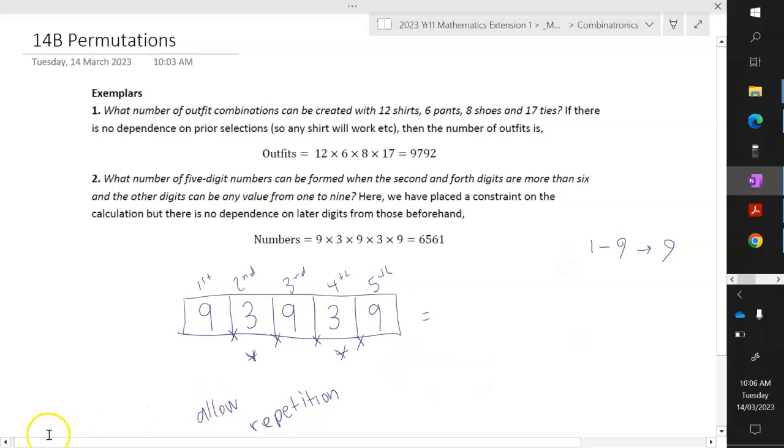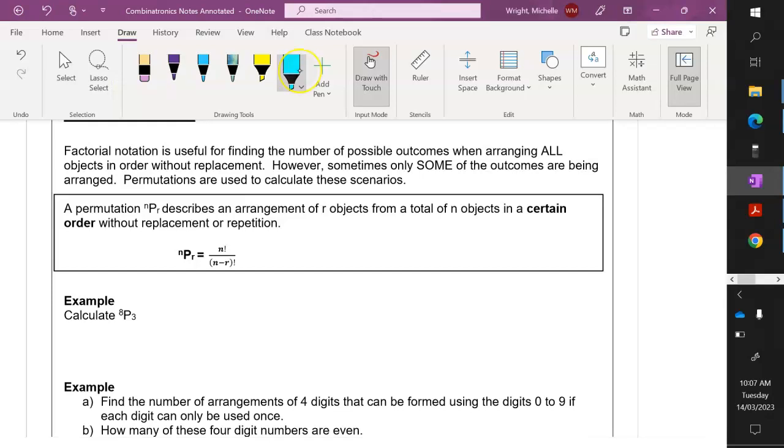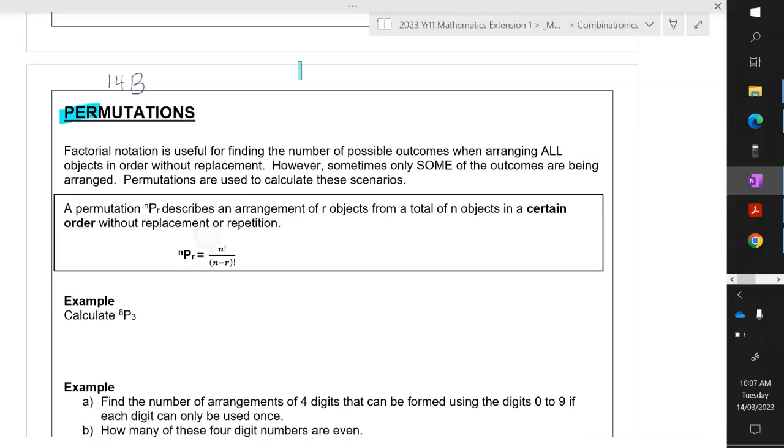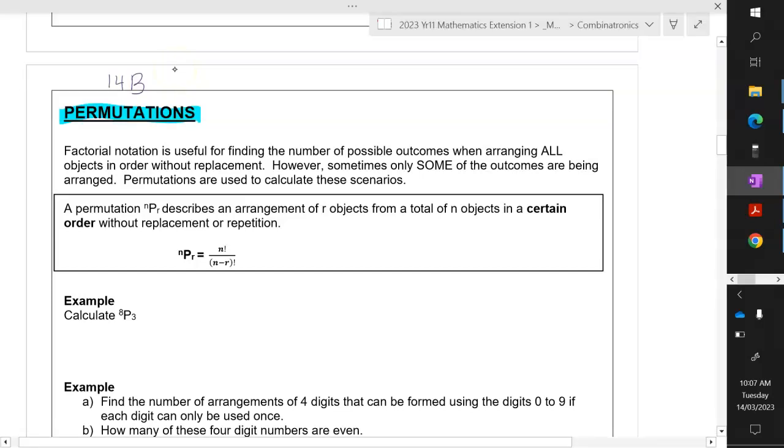So that kind of number, we would have 6,561 possibilities. So in order to do exercise 14B, we also need to go and have a look at these things called permutations. So also something new that you have not seen before. So scroll down to that page. Permutations, there's a button on your calculator. There's a factorial way that we write it, and we need to understand what it actually means.